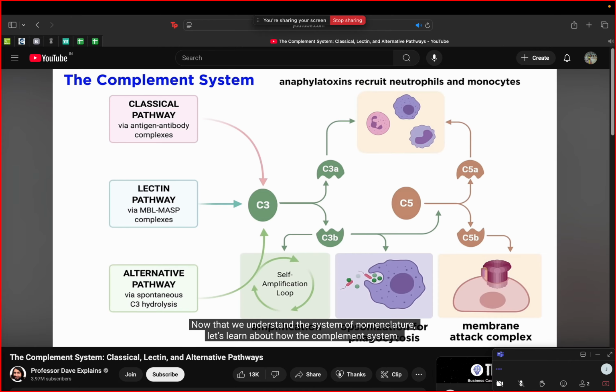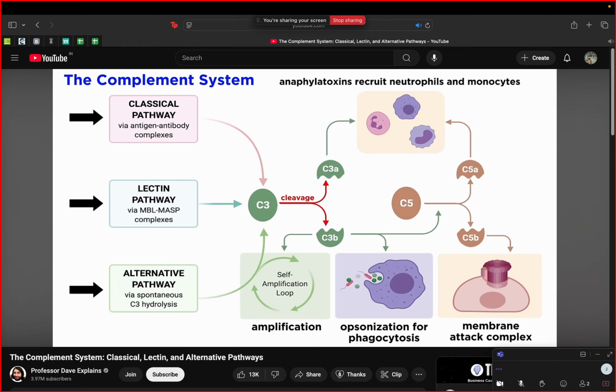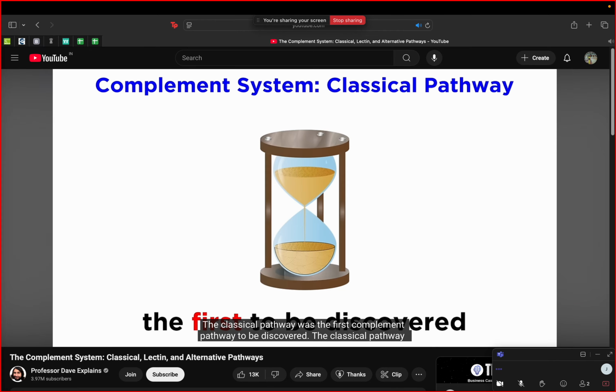Now that we understand the system of nomenclature, let's learn about how the complement system actually works. Complement can be activated through one of three distinct pathways. Each of these pathways converges at the step of C3 cleavage, which kicks off the most important effector functions of the complement system. We'll discuss the activation of all three pathways first, and then circle back to what happens after C3 is cleaved. The classical pathway was the first complement pathway to be discovered.